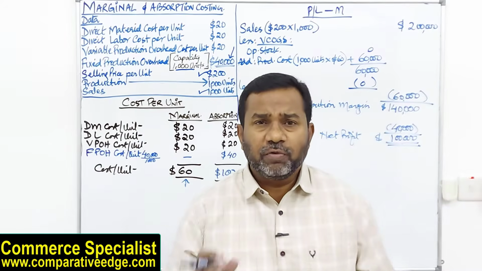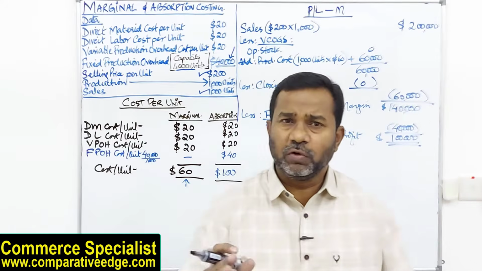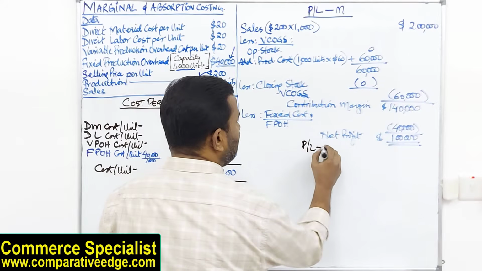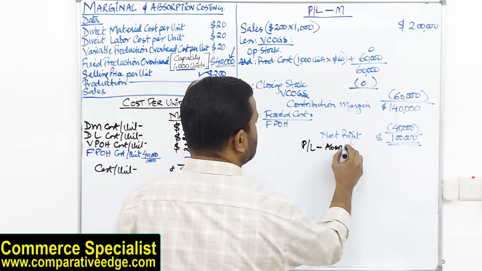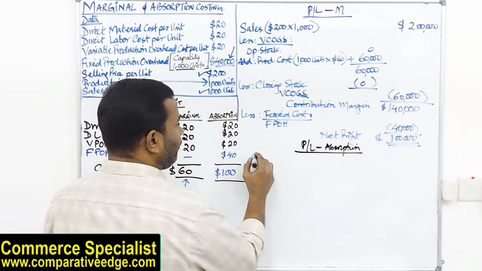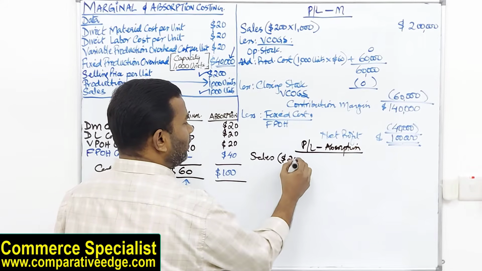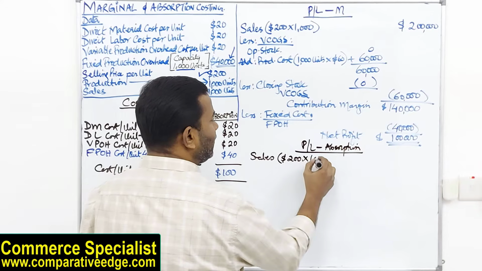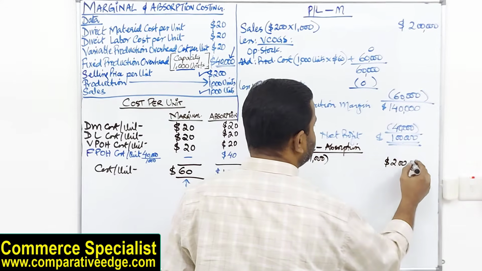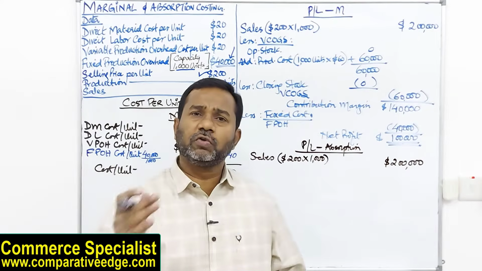So now I'm calculating profit and loss under absorption costing. Most of the steps are the same except a few. Just have a look. Profit and loss under absorption costing. I start off with sales as usual. Sales is always selling price, which is 200, into number of units sold, which is 1,000 in the question. So sales would again be the same because the question is the same. We are selling 1,000 units and each unit is sold for $200.